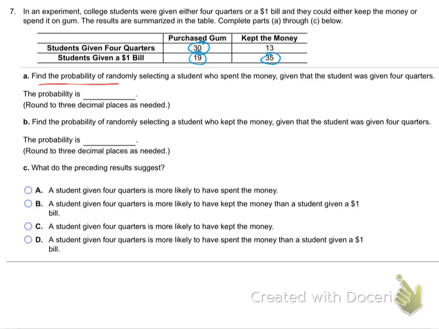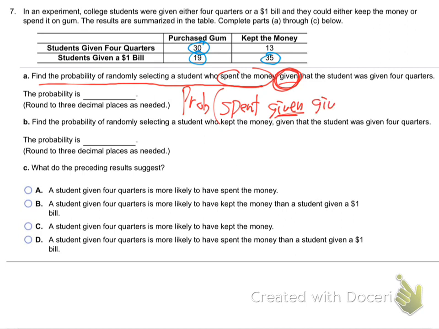So, find the probability of randomly selecting a student who spent the money given. That's the most important word in the question. So remember what we said, now we're going to get into the given thing. We're done with the at least one, and we're getting into the conditional, the given that I talked about. Like when I roll the die and I give you the information that I got a number higher than 4, they're giving us that the student was given 4 quarters. So they're saying to us, if you're going to grab one of these people at random, let me write it out. What's the probability that they spent it given they were given 4 quarters?